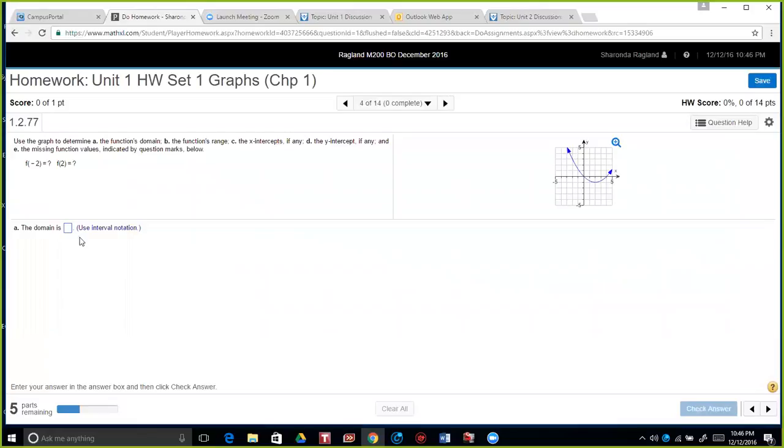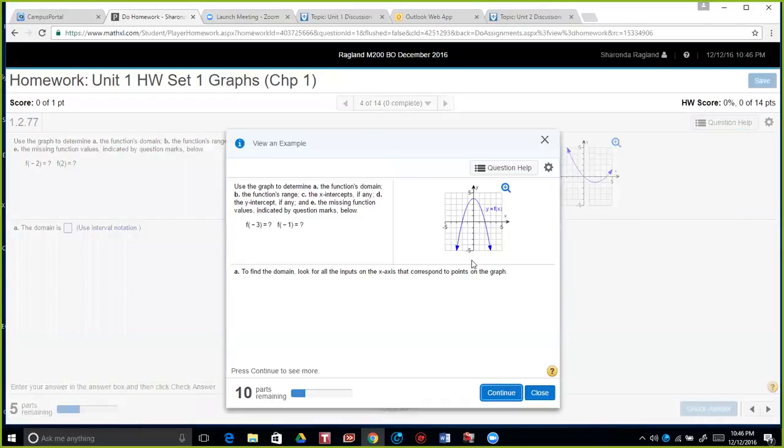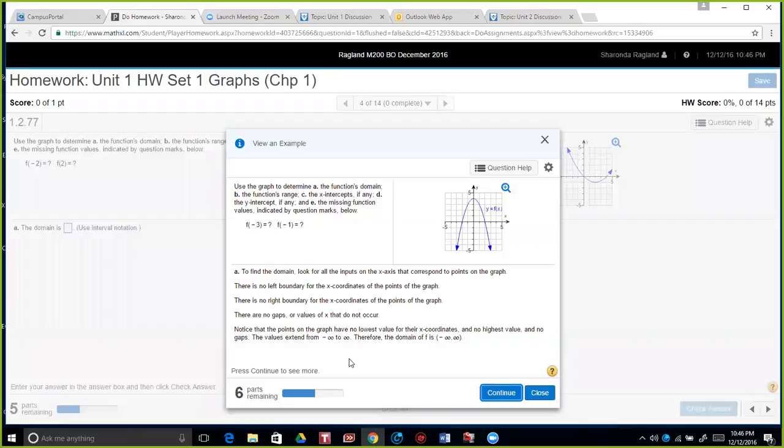When you do this, it says use interval notation. If you're not sure, go to view an example, and they normally have something very similar. Let's see how they put it in. This is interval notation. Now, when you're writing interval notation, let's do something for a second.